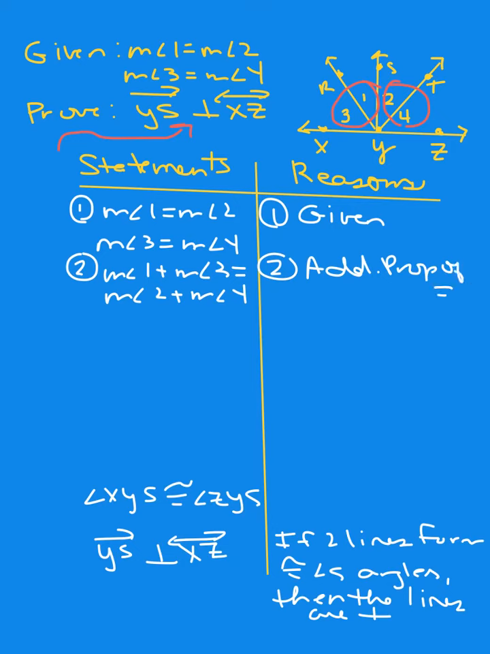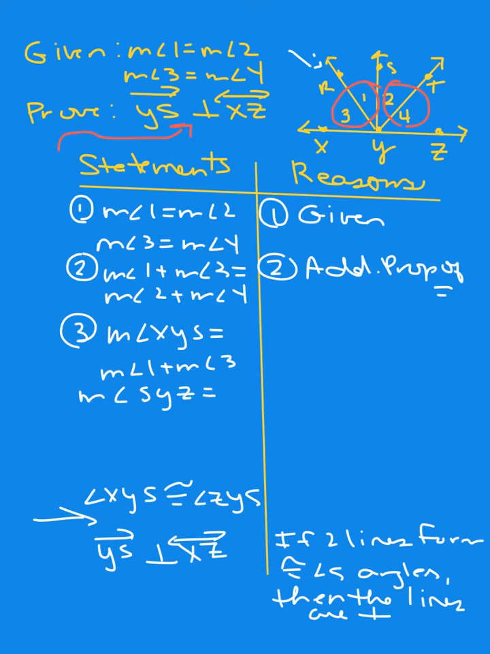The reason I put 1 and 3 together is because if you look at my diagram, 1 and 3 are going to form that angle XYS, and 2 and 4 are going to form the other angle. That's why I grouped those together. Now, I need to combine them again. I need to get to these angles here. So what I can do through angle addition is I can say that the measure of angle XYS is equal to the measure of angle 1 plus the measure of angle 3. And I can say the measure of angle SYZ is equal to the measure of angle 2 plus the measure of angle 4. And that is going to be through the angle addition postulate.